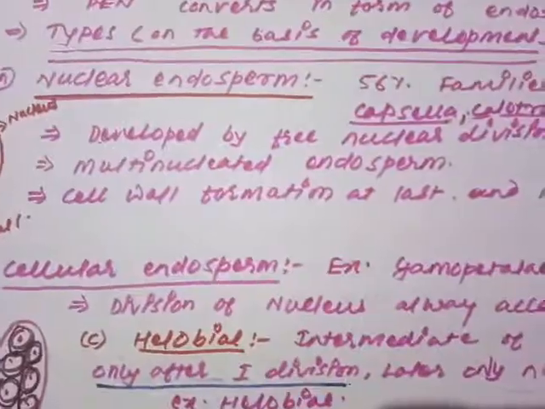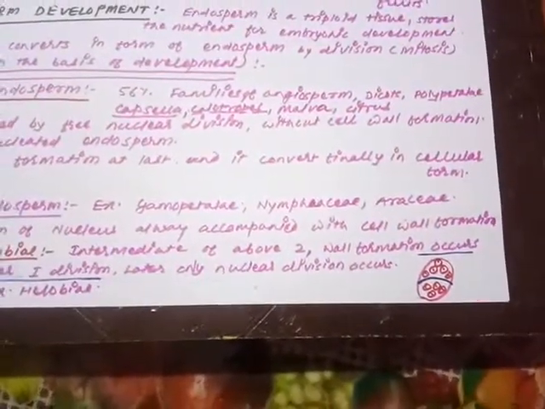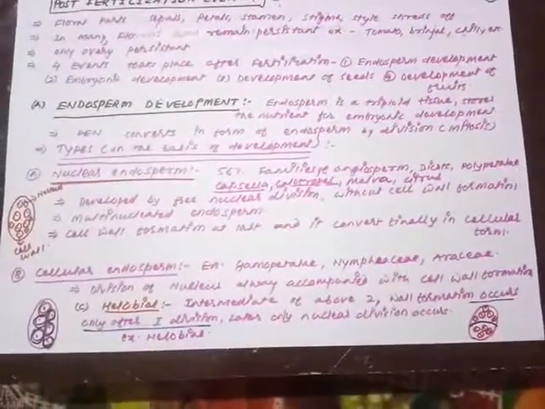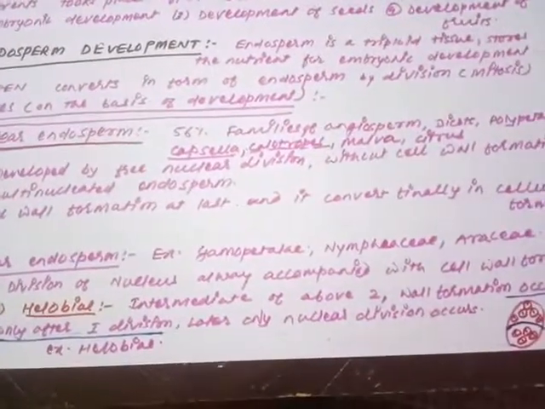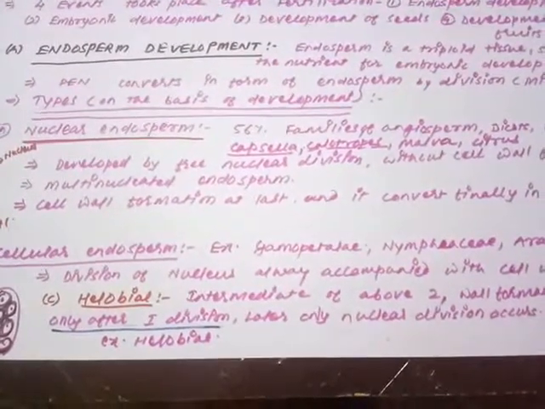Moving on, the next type is the cellular endosperm. Cellular endosperm is the property of Gamopetalae, Nymphaeaceae and Araceae. What is the difference between the nuclear and cellular endosperm? Just remember, in nuclear endosperm, the nucleus divides again and again without the formation of cell wall, and in cellular endosperm, each nuclear division is accompanied with cell wall formation.